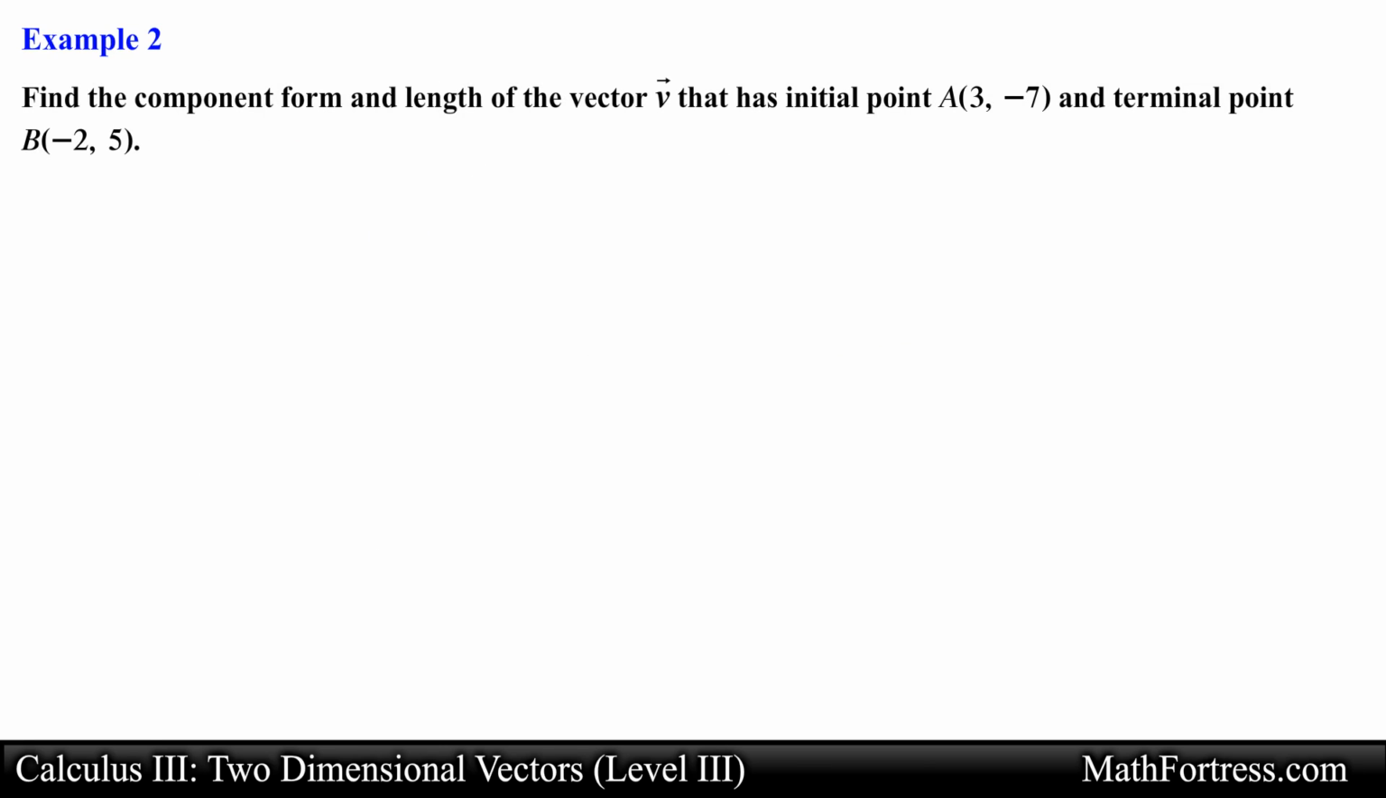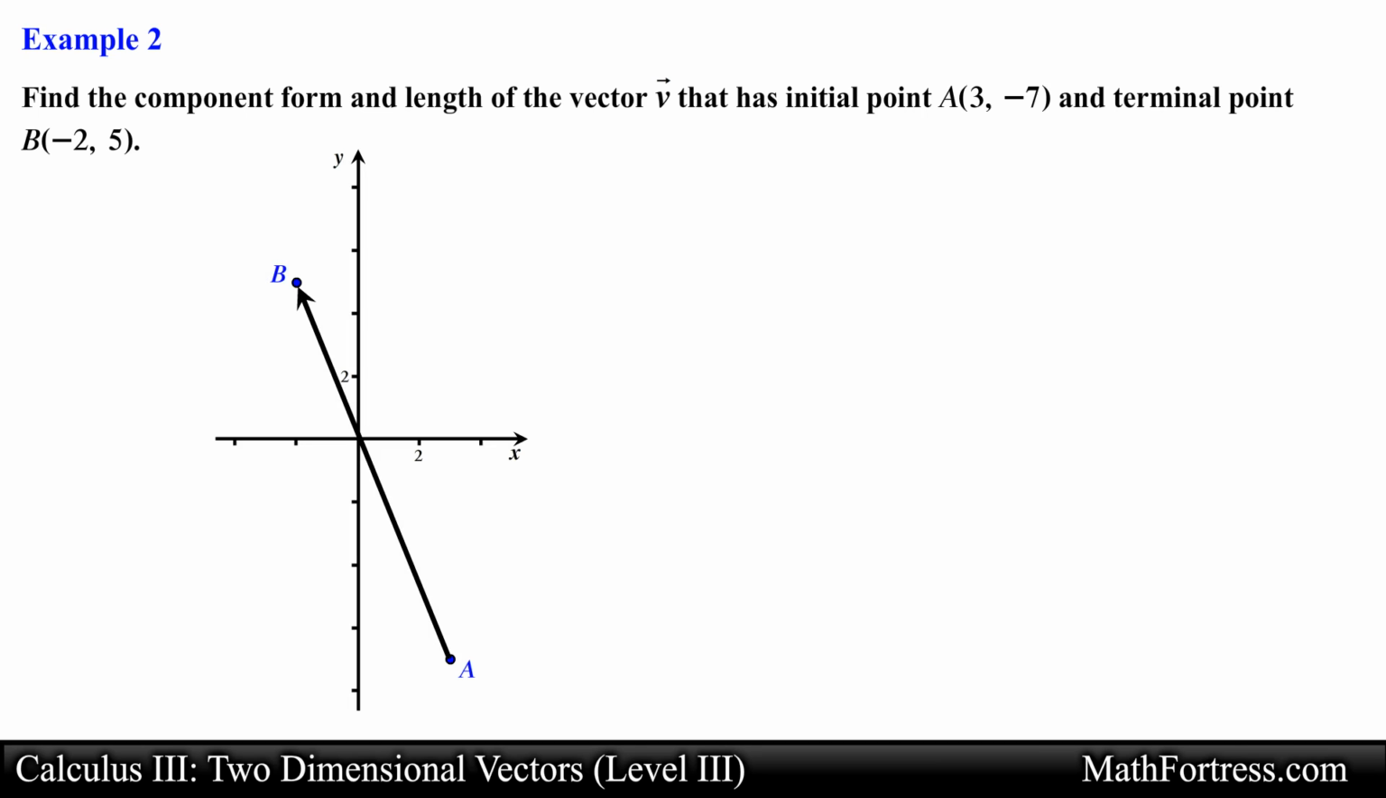Find the component form and length of the vector v that has initial point 3, -7 and terminal point -2, 5. Okay, let's first plot the initial point and terminal point so we can have a visual representation of the vector. Let's label them as point A and point B respectively. Then we go ahead and draw a directed line segment from point A to point B as follows.